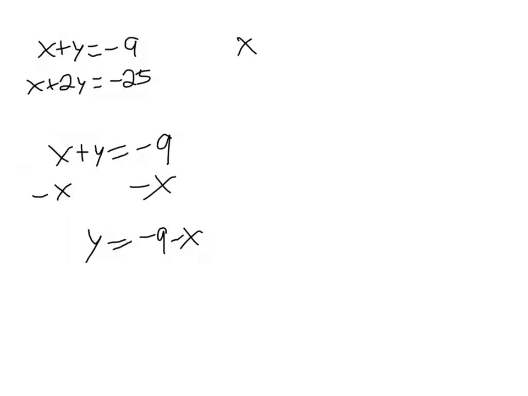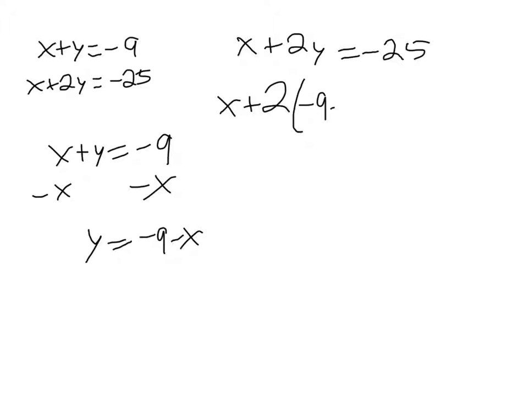But while I'm rewriting that, what I now do is plug this into my second equation. So x plus 2y equals negative 25. But instead of saying y, I'm going to say x plus 2 times negative 9 minus x, and that equals negative 25. Perfect. So like I did, I took one of my equations, solved for either x or y. I chose y in this case. And then I plugged this into my second equation.